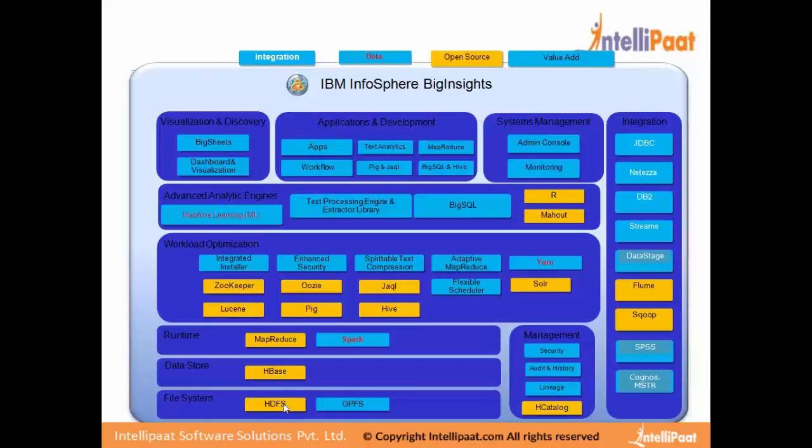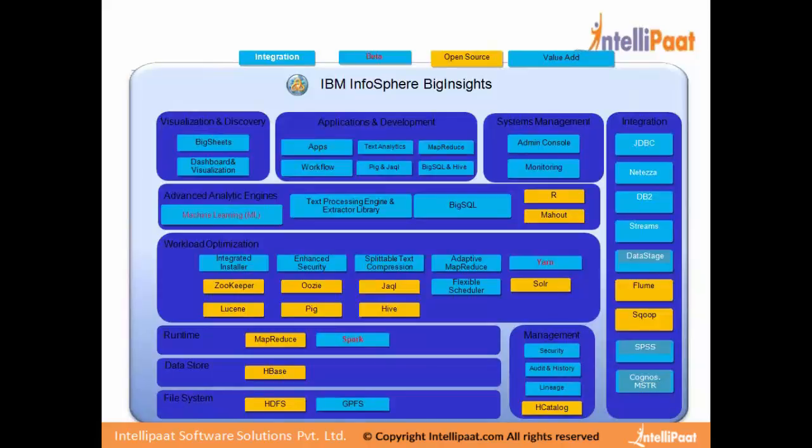If you see here, HDFS is the underlying file system where the data will be stored. We can store the data in GPFS also. Hadoop file system is an open source component, but GPFS is an IBM file system. So in most cases we will use the HDFS file system only. So the underlying file system would be HDFS.